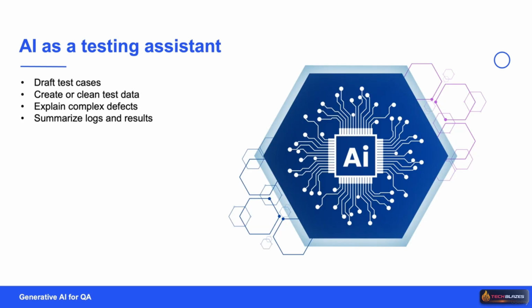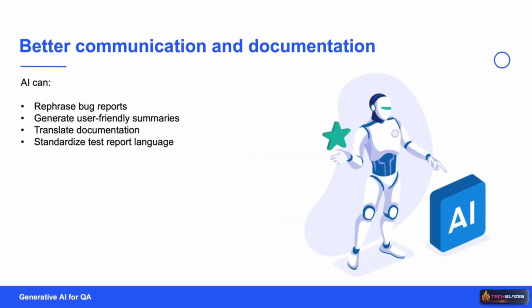Think of generative AI as a kind of assistant that supports you in your daily QA work. It can draft your test cases: you just describe what the feature does, and AI gives you a list of scenarios to verify. It can also generate realistic test data, or even clean up messy datasets. When you're stuck with a complex bug, it can help explain the possible cause, or summarize long log files into something actually readable. It doesn't replace you. It extends you.